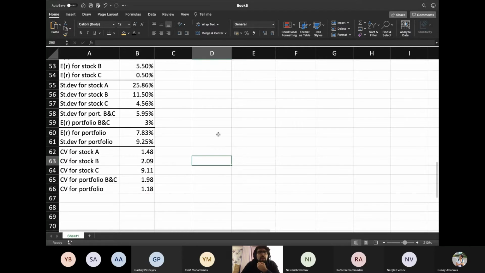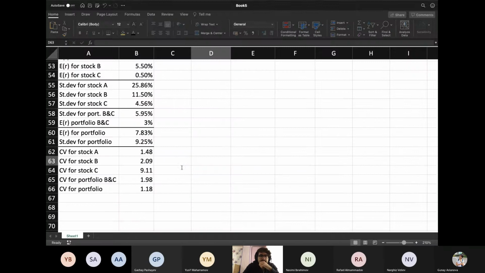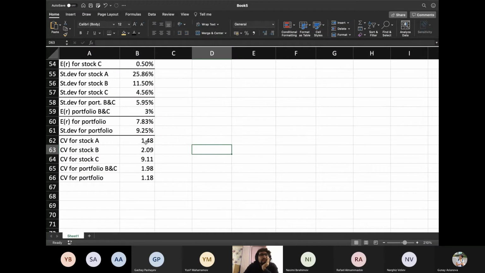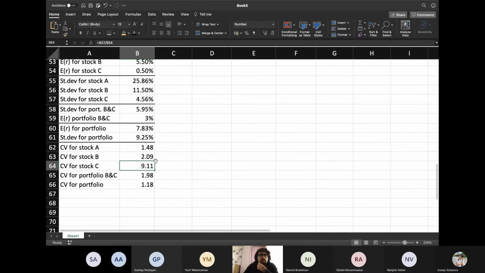So let's look at them. We see that in stock A, for 1 unit of return, we take 1.48 units of risk. For stock B, it is higher, very high, 2 units. For 1 unit of return in stock B, you should take 2.09 units of risk. In stock C, it is very bad because for 1 unit of return, you should take 9 units of risk.